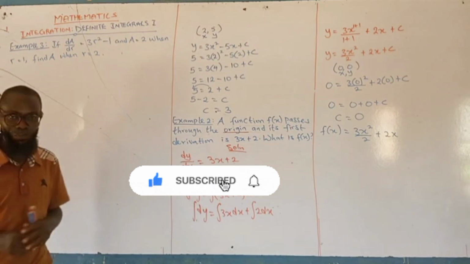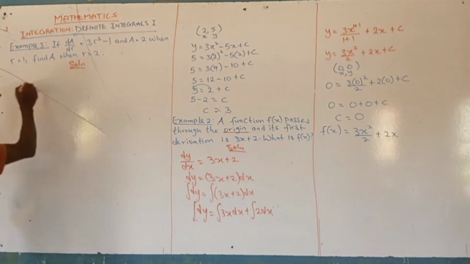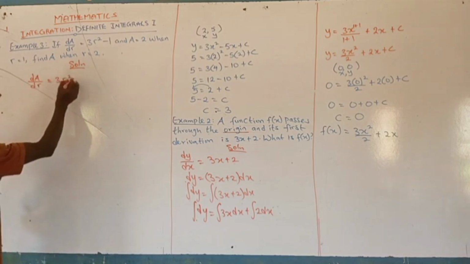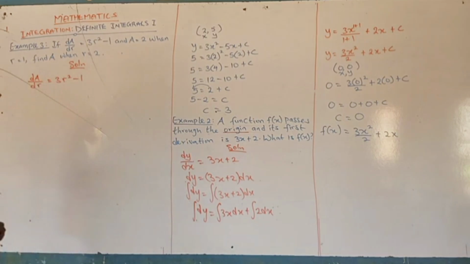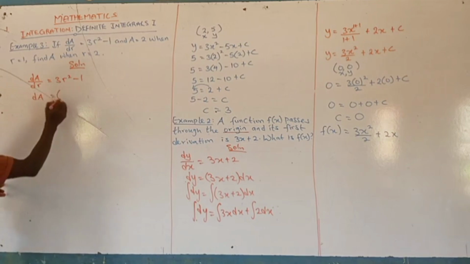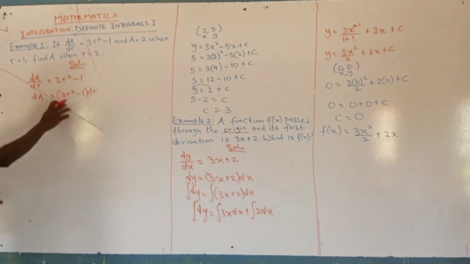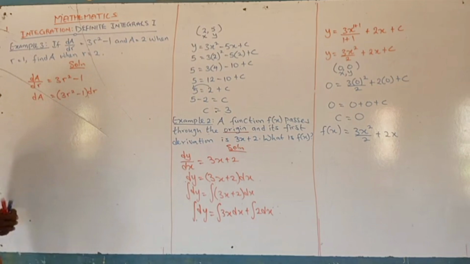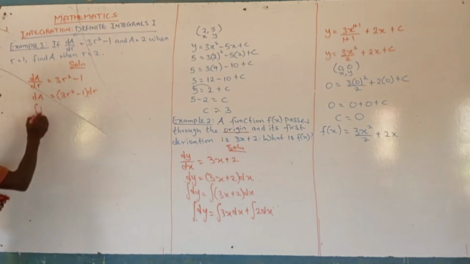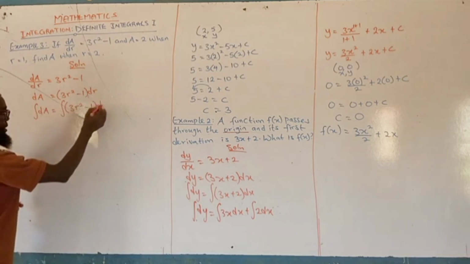Now, let us proceed properly here. We have been given a differential equation, that is dA/dr is equal to 3r squared minus 1. The next step is to cross multiply. We have dA is equal to, open your bracket, 3r squared minus 1 dr. Then we introduce our integral sign. Integral dA is equal to integral, open bracket, 3r squared minus 1 dr.